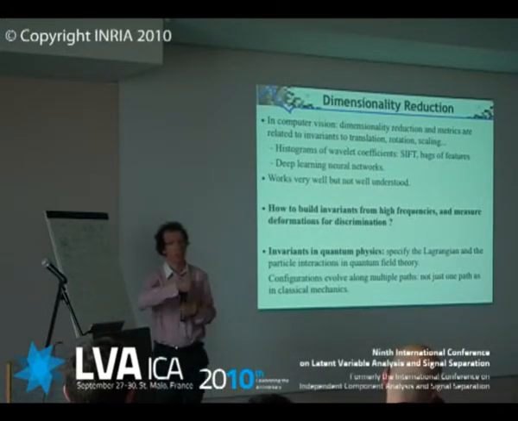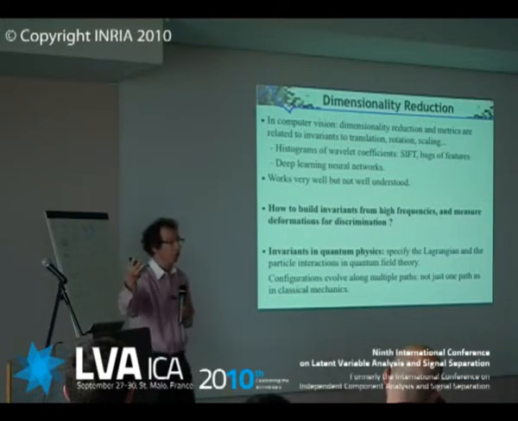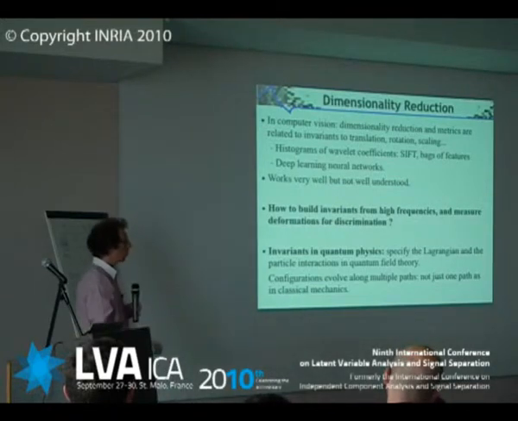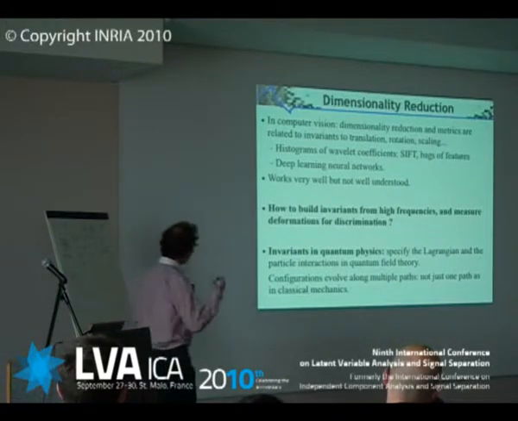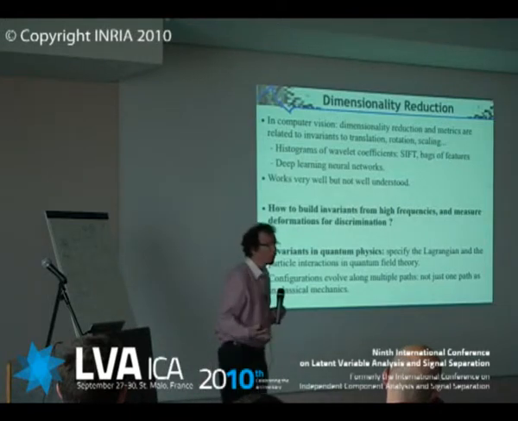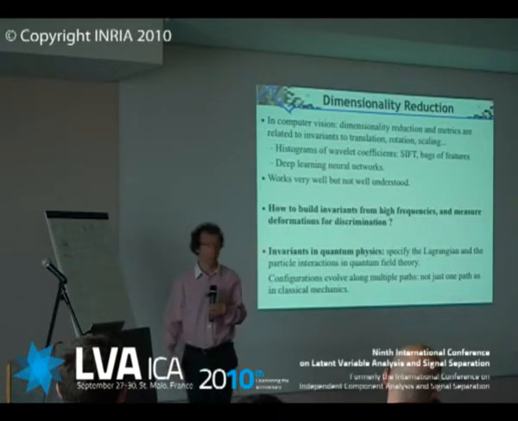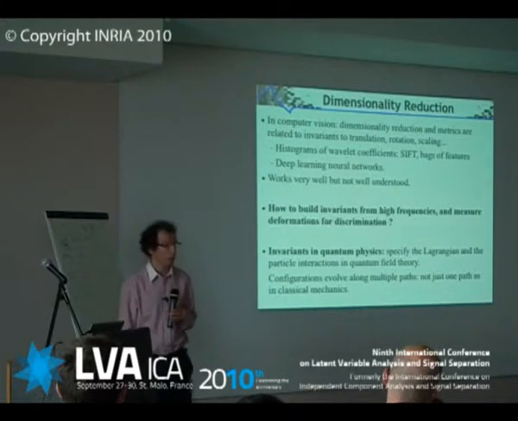Wavelet coefficients: they build histograms of wavelet coefficients so that the representation gets invariant to translation. They are very nice ideas, bags of features, SIFT. And there are these deep learning neural networks, which also get very good results for classification.